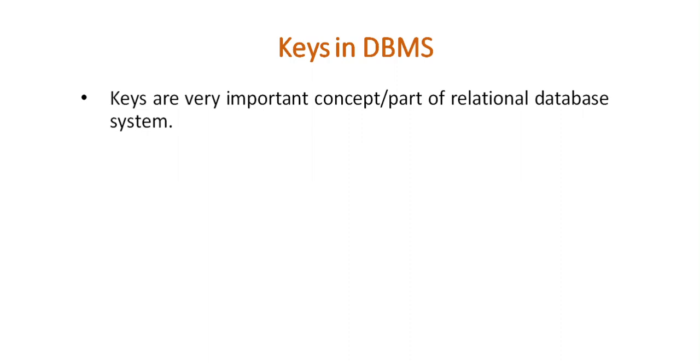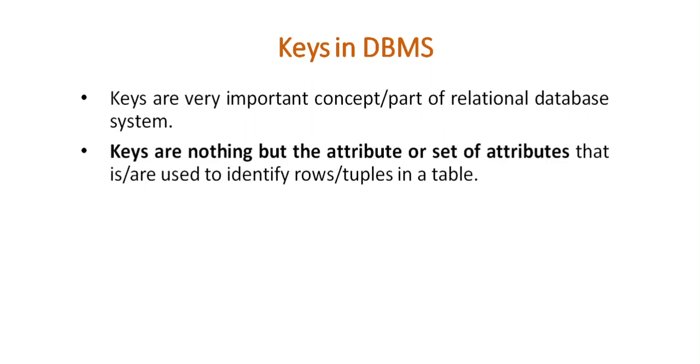Keys are an important concept, or we can say an important part, of a relational database management system. So what are keys? They are nothing but the attribute or the set of attributes that are used to identify tuples in a table. As we know, in the relational model we store data in terms of tables, and tables are nothing but sets of rows and columns.